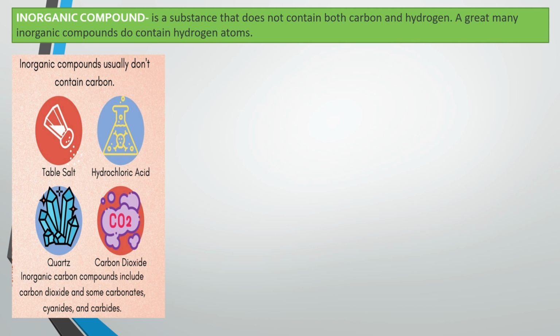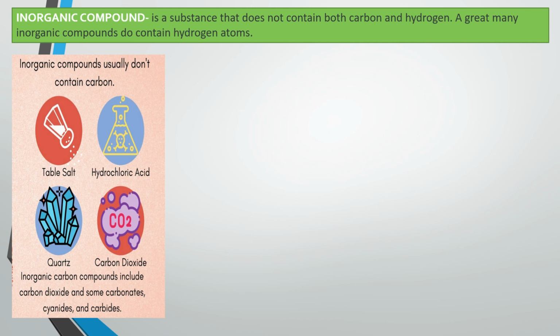Okay, silicon dioxide is its chemical structure. Hydrochloric acid has hydrogen but it does not have carbon, it does not have oxygen. Carbon dioxide naman, CO2. Okay? So, there is also no hydrogen gas. So, that is what inorganic compounds are.